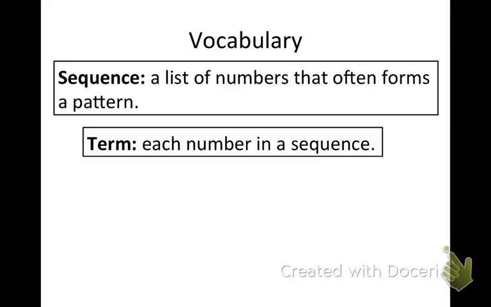And then your term is each number in the sequence. So if I'm talking about the first term, or the second term, or the third term, you should be able to identify which number I am looking for in the list of numbers. Okay? So, sequence, terms. If I use those vocabulary words, you should know exactly what I'm talking about. Right?